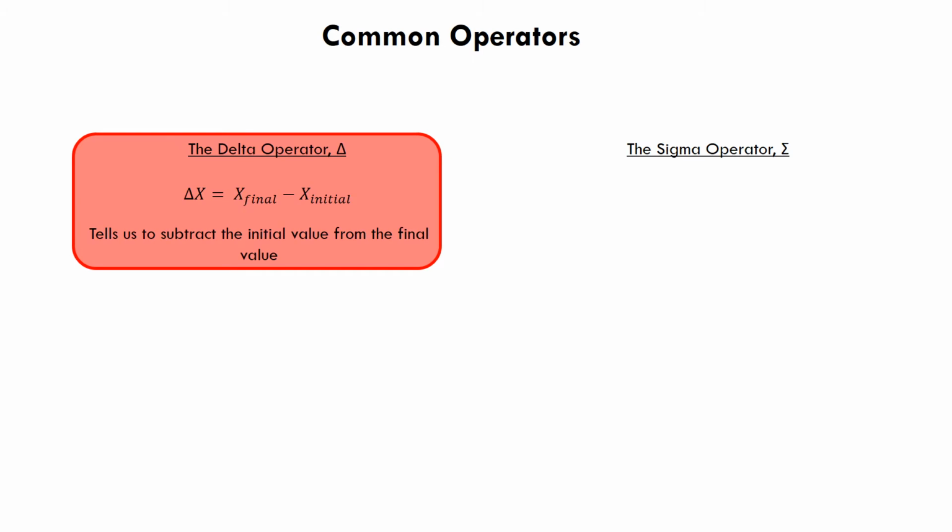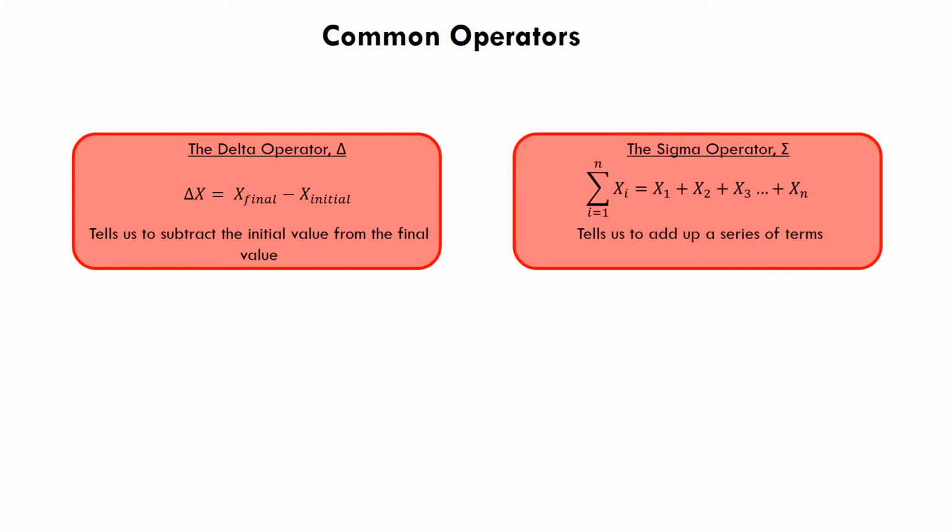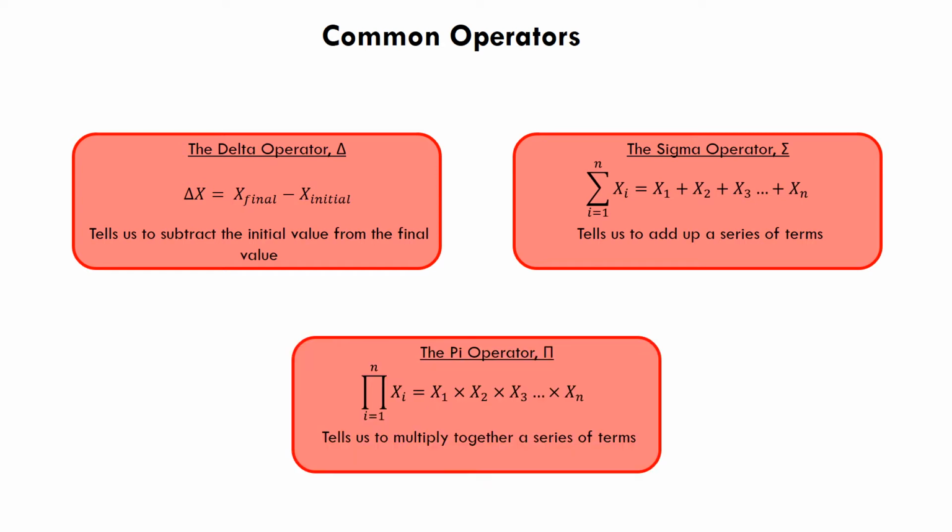This is an example here of the delta operator, and that delta in front of the x tells us to subtract the initial value from the final value, so it's a difference. There is the sigma operator, which tells us to add up the terms of a series of numbers. And there is the pi operator, which is similar to the sigma operator, but tells us to multiply together a series of terms.